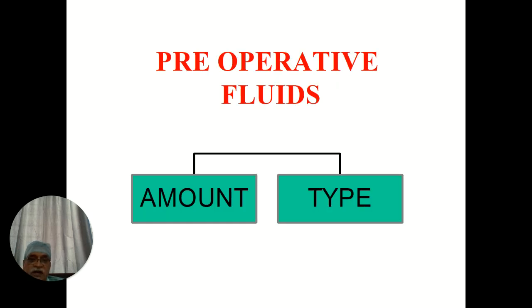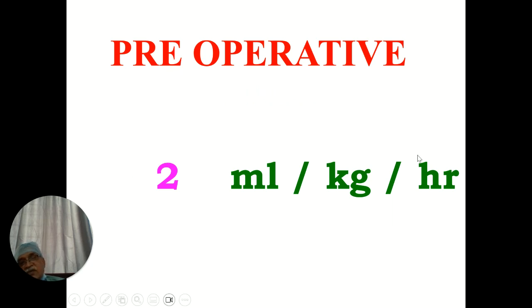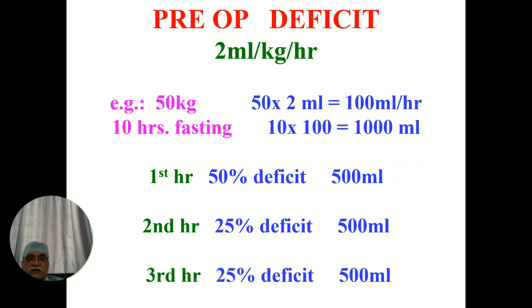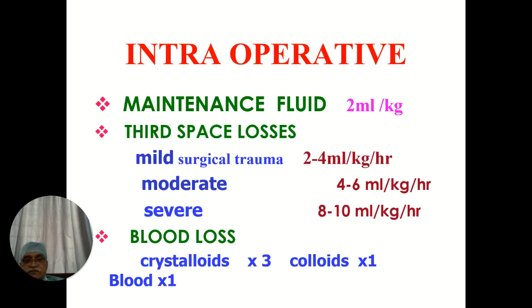Preoperatively 2 ml per kg per hour, with the fluid we have to replace. So for a 50 kg person. Then third space losses, depending on the incision and the type of area, are replaced with 4 ml, 6 ml and 10 ml losses. So abdominal surgery, severe loss, then 10 ml per kg. So 50 kg person, 500 ml per hour we have to give during the surgical procedure. Blood loss is replaced with colloid of equal volume, blood of equal volume, or crystalloid of 3 times.